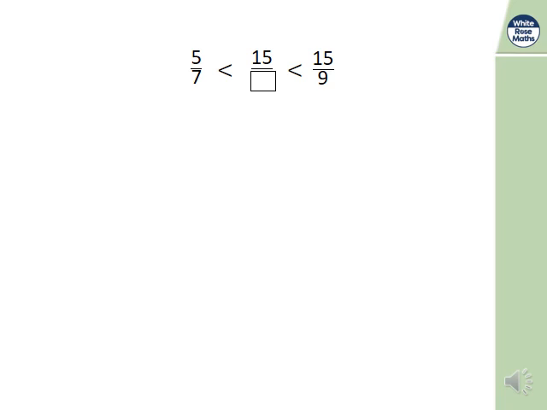Now we're going to look at a different kind of problem. We've got 5/7, and we know that 5/7 is less than 15 something. And we don't know what the denominator would be here, but we know that that is smaller than 15/9. So we've got to think now, what are we going to do to solve this?